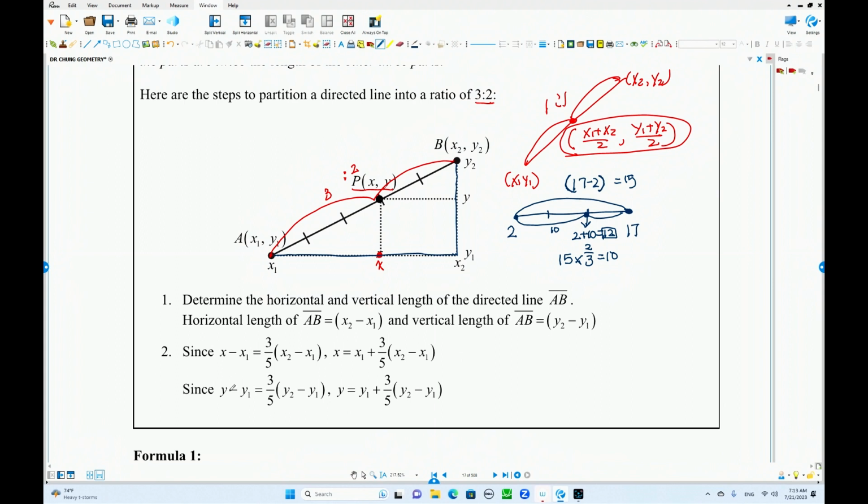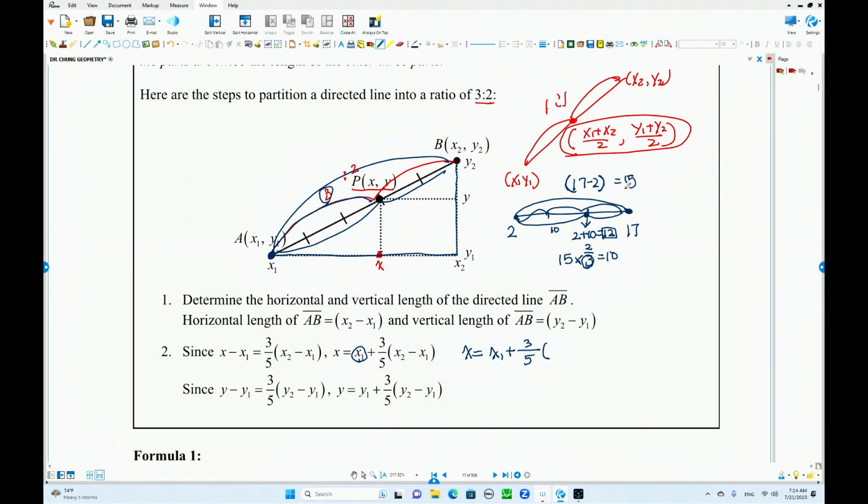We do it horizontally and vertically. Horizontally, x1 is 2. We start from x1, that's the starting point. But how much do we take? 3 out of 5. When you divide by 5, we take 3 because we start from here. This is 3 and 2, and the total is 5, right? You can divide into 5 units: 1, 2, 3, 4, 5. We take only 3.